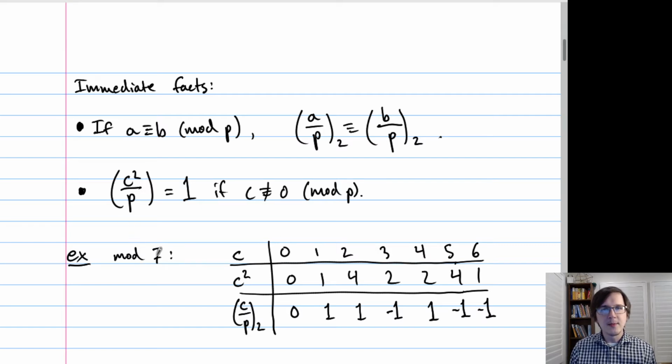So let's look at some values of Legendre symbols, mod 7. So in this table, I have the different residues of C, and I also have C squared. And this is mainly just so that we know what the quadratic residues are. So we see that the non-zero quadratic residues are 1, 2, and 4. So C over P Legendre symbol. When C is 0, it's 0. And then when C is 1, 2, or 4, it's positive 1. And otherwise, it's a non-residue. -1 is the Legendre symbol's value.